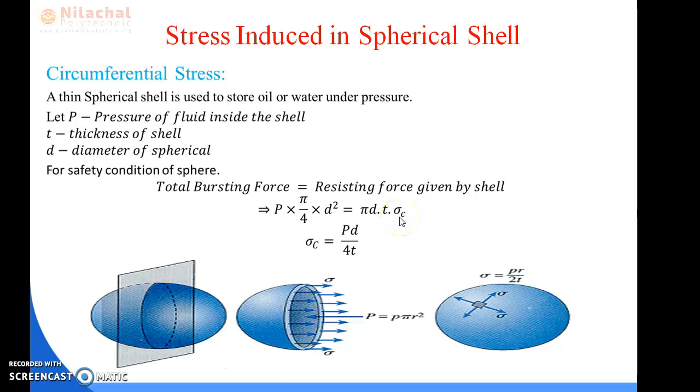The circumferential stress is caused due to the bursting force. So now pressure force is equal to P into pi by 4 into d square. Resisting force is equal to pi d t into sigma c. Now sigma c is equal to, so pi cancels out, rest of term is Pd by 4t. In this way we conclude that in case of spherical shell, the circumferential stress is obtained as sigma c is equal to Pd by 4t.